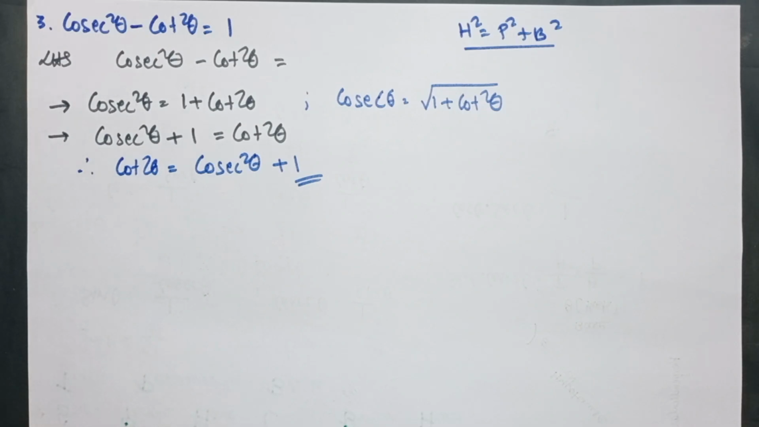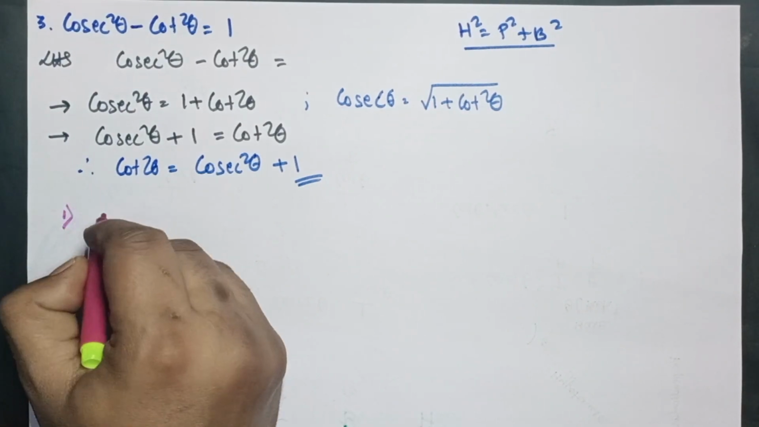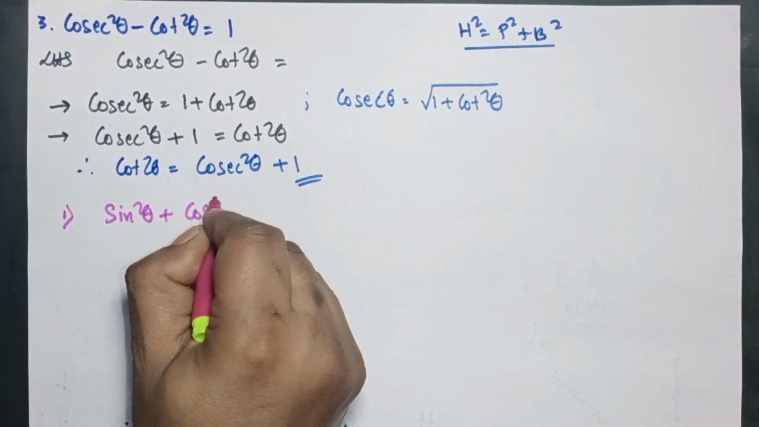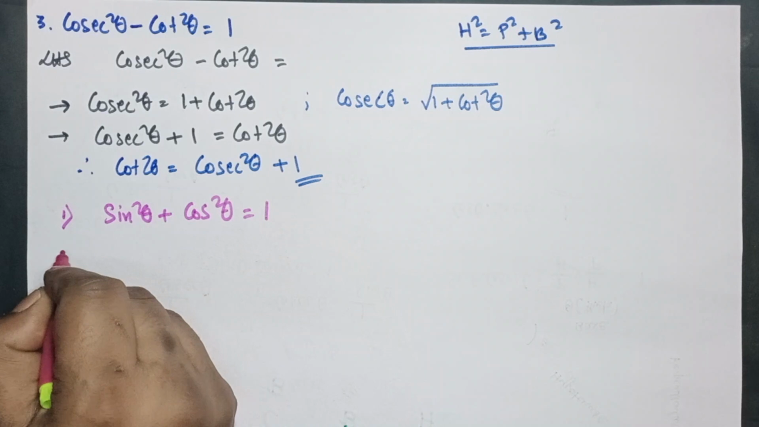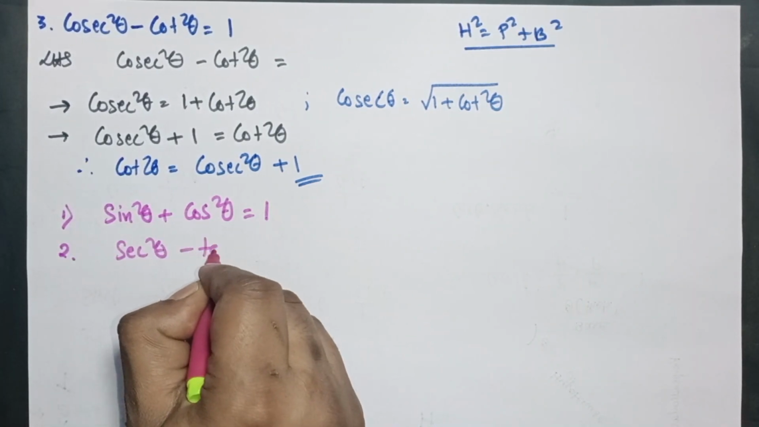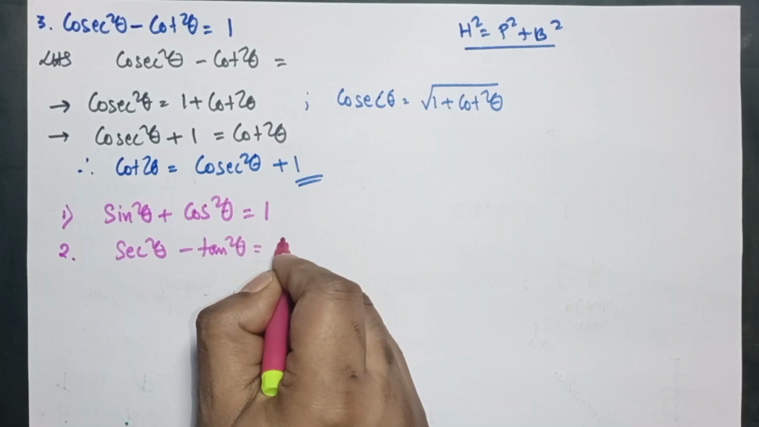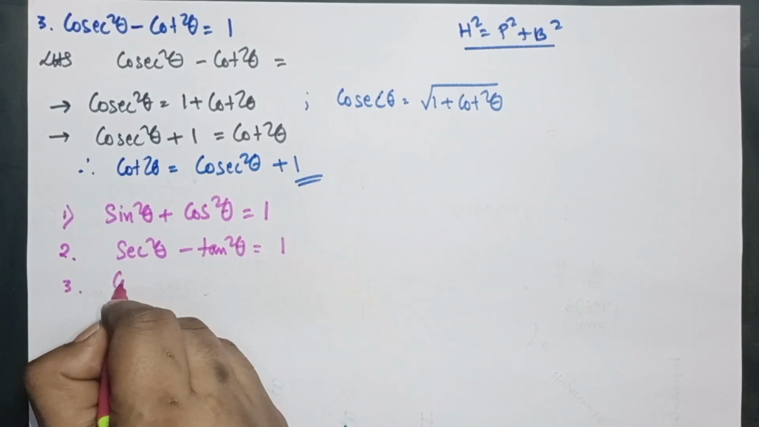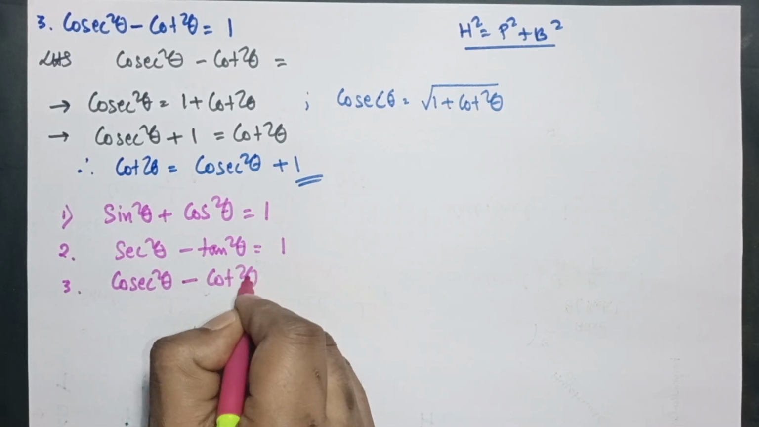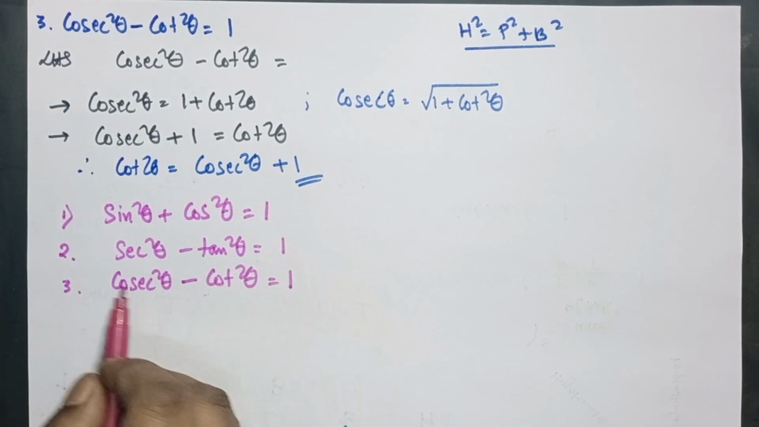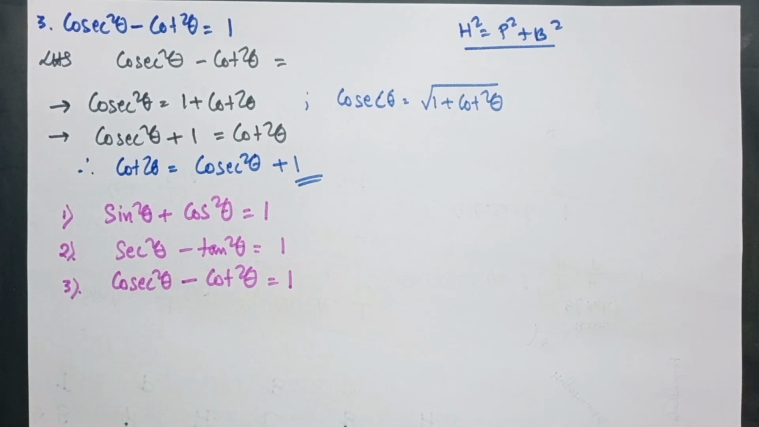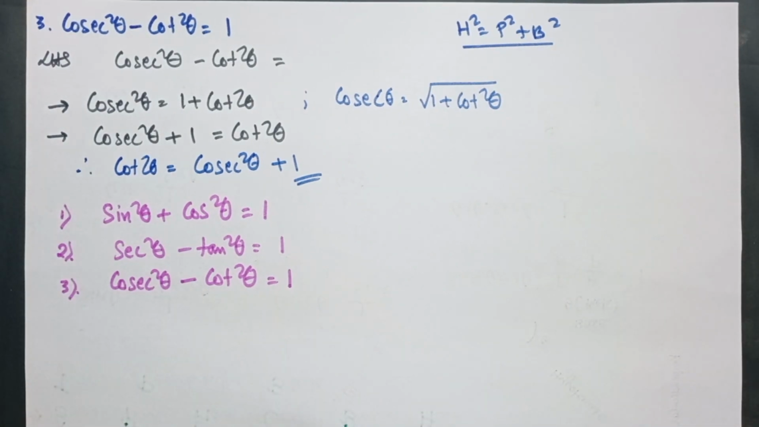So we learned very important formulas. So always remember these three formulas. Number one, what is the formula? Sin square theta plus cos square theta equals 1. And number 2, what you have? Sec square theta minus tan square theta equals 1. And number 3, what you learned? Cosec square theta minus cot square theta equals 1. So if you know all three formulas, you can make other formulas nicely. Hope you are clear with this.